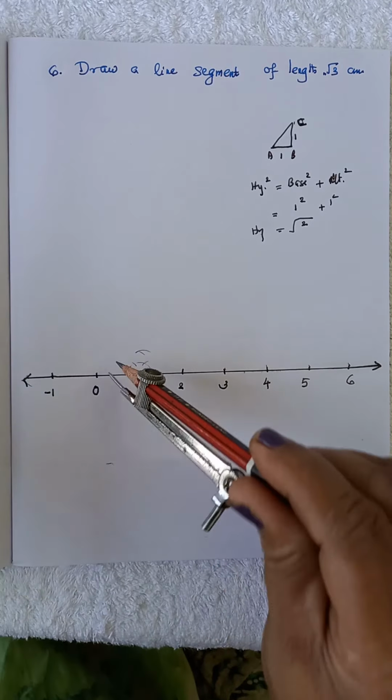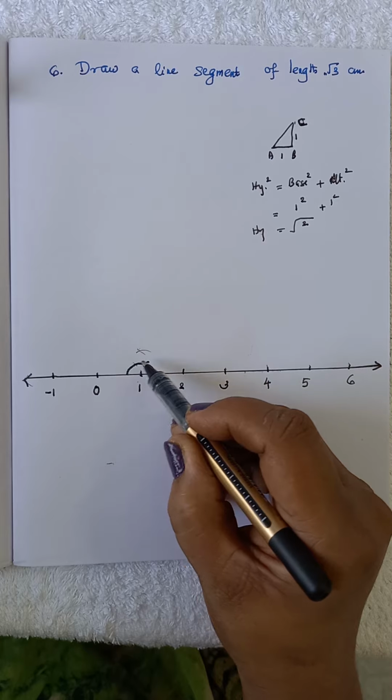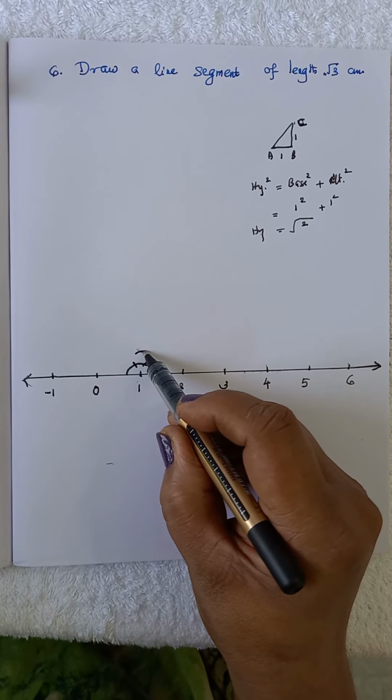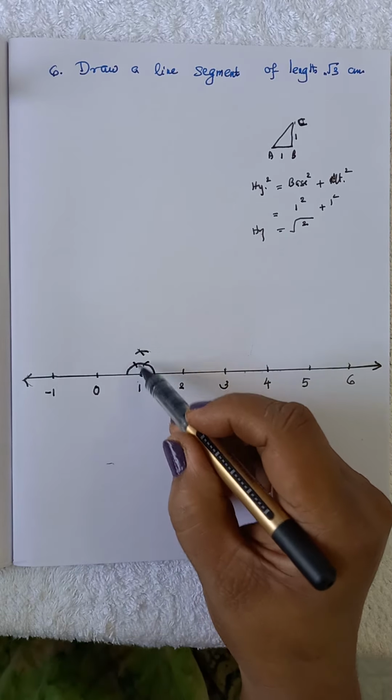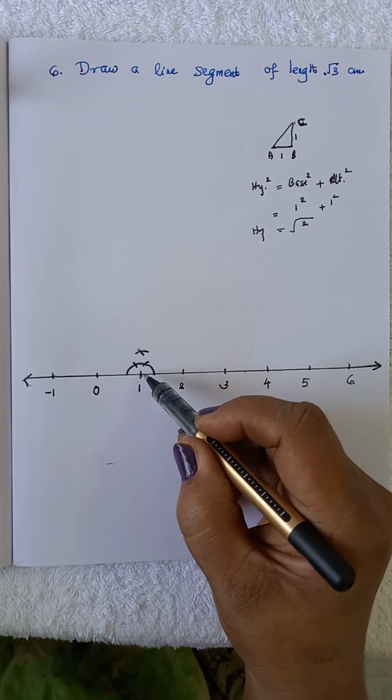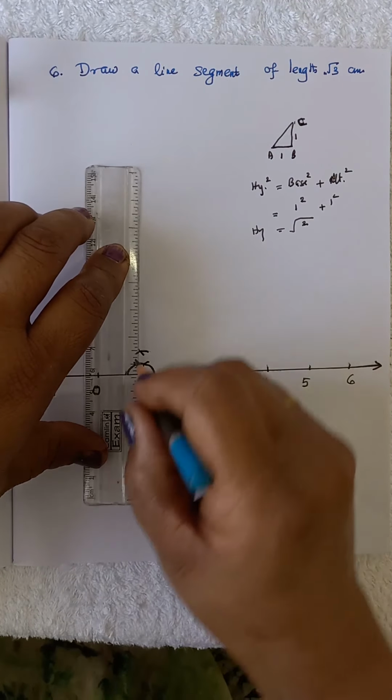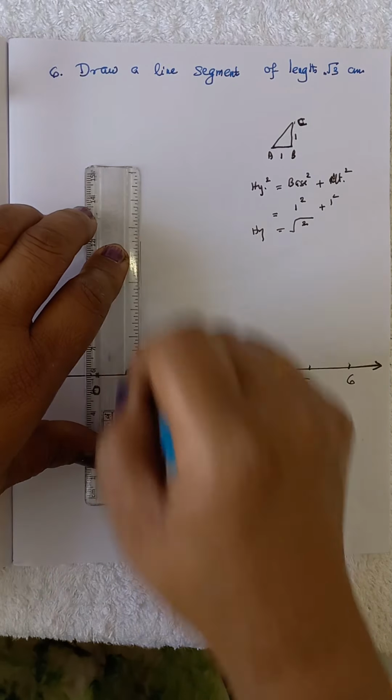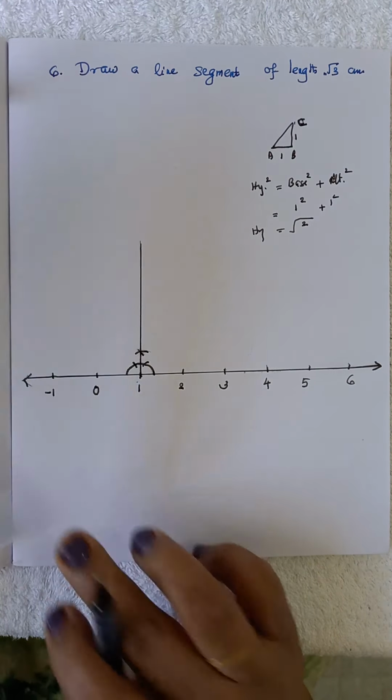So that is this. Now I'm drawing it with a pen. This is the arc and this is the intersecting point. Now we will join this 1 and the intersecting point. So a line we have to draw like this. Now this is a perpendicular line.